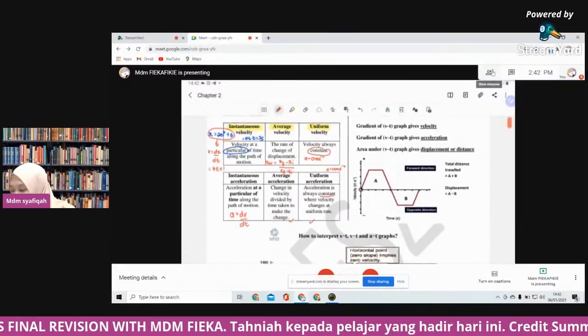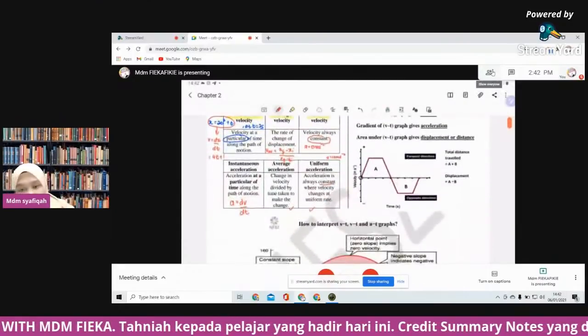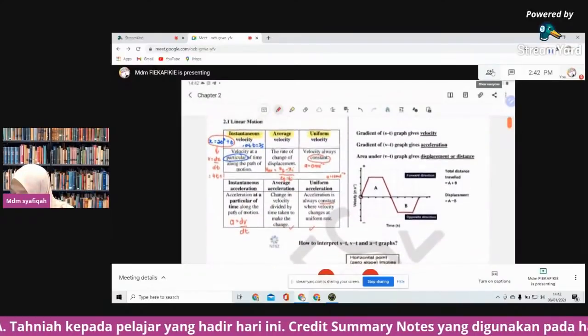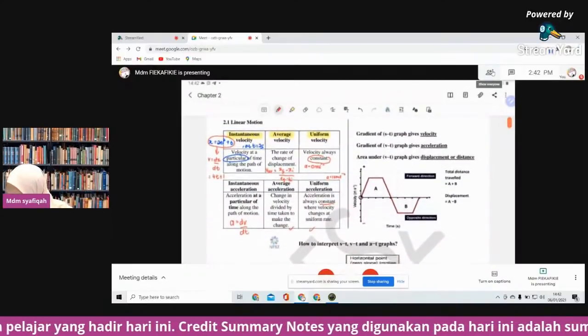Okay, kita kena laju sikit. Sebabnya, saya nak tengok berapa banyak kita boleh cover petang ni, sehingga 4.30 insyaAllah.